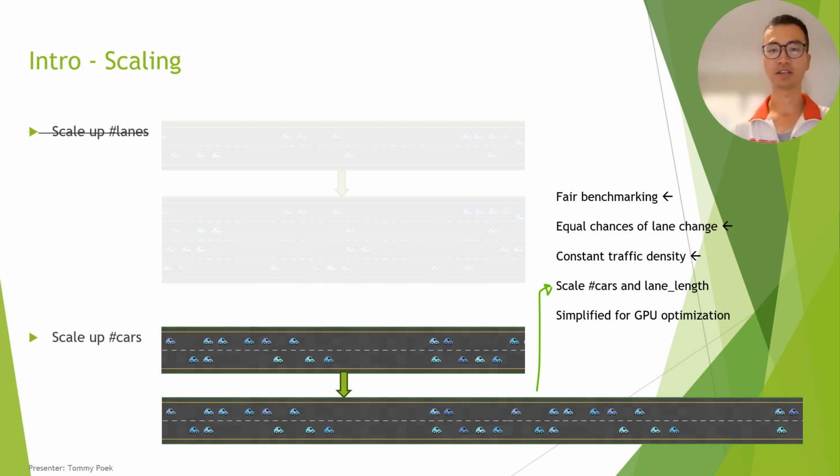To get a constant traffic density, all we need to do is just when scaling the number of cars, we just at the same time scale the length of the lane. And this will restrict the model into a two-lane traffic only. It's simplified, it's optimized for GPU.